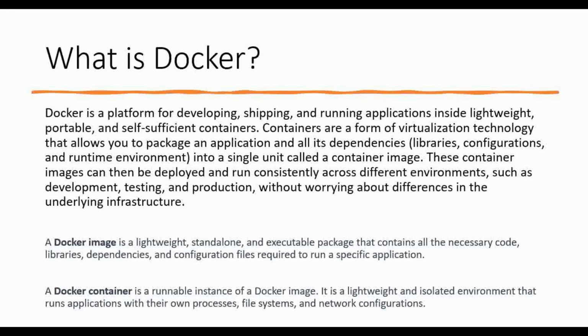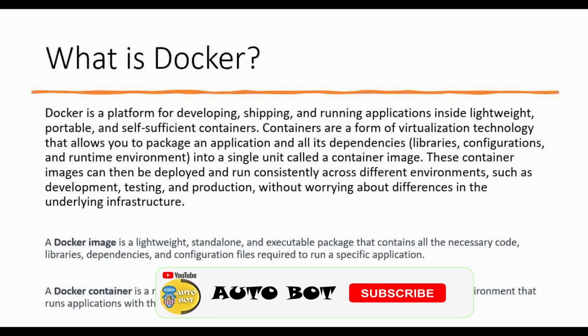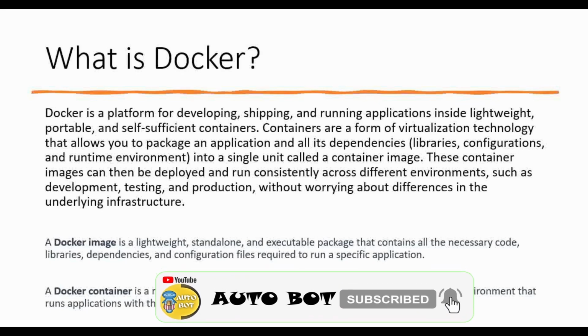And what is a Docker container? A Docker container is a runnable instance of a Docker image. It is a lightweight and isolated environment that runs applications with their own process, file system, and network configuration. So you can use the Docker run command to run that particular image. In this automation process, we already have an existing Docker image available, that is our robot. We are going to use that robot for executing the cross-browser automations. That is the task that we are going to achieve today.